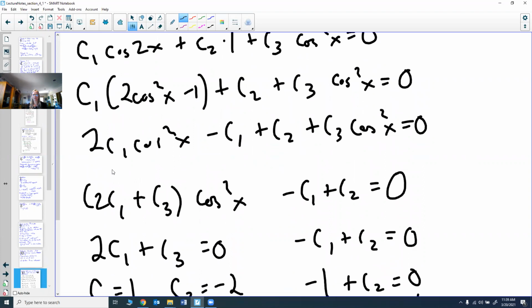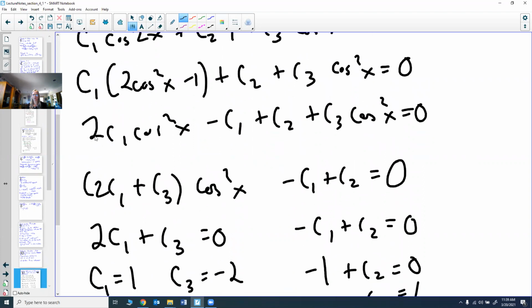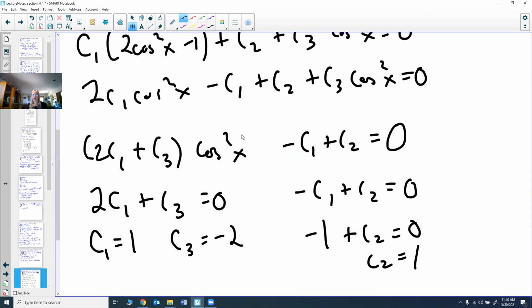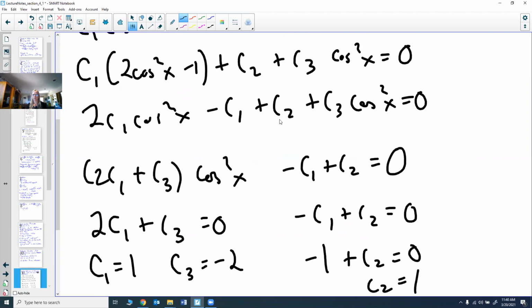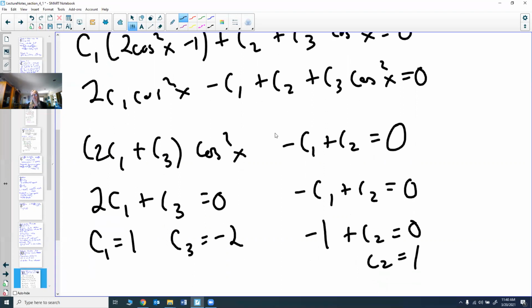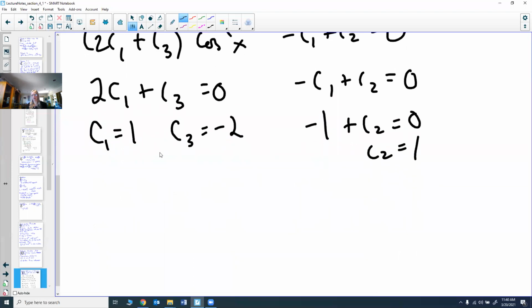In fact, if you put 1 in here for c1, we get 2 cosine squared minus 1 minus 2, plus c3 times cosine squared, which was negative 2. So we have 2 minus 2 cosine squared, and I'm sorry, I did these wrong. Then we have minus 1 plus 1, that's 0. So we get 0 equals 0. And that means we don't have these all 0, which means they're not linearly independent.